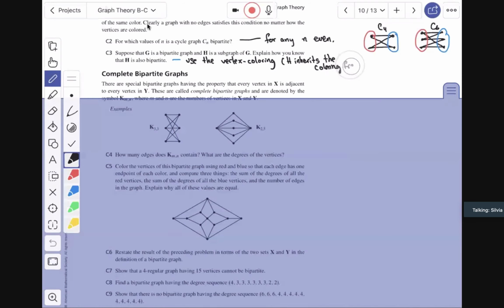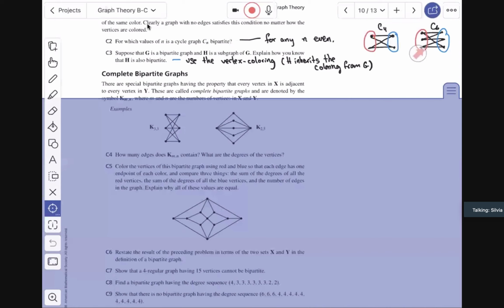So if G was originally bipartite, what I'm saying is if I remove a point from the red part, I still have 2 red vertices, 3 blue vertices, and the edges always go from one color to the other. So, any subgraph is still a bipartite graph.